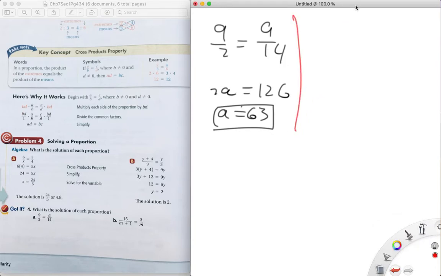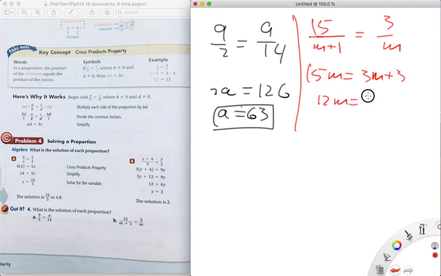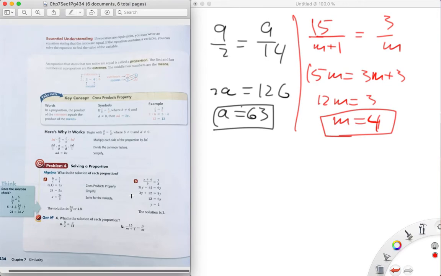I can cross multiply here. 15 over m plus 1 equals 3 over m. Cross multiply: 15m equals 3m plus 3. Subtract 3m from both sides, and I have 12m is equal to 3. m is equal to 1/4. Right, you guys have cross multiplied before.